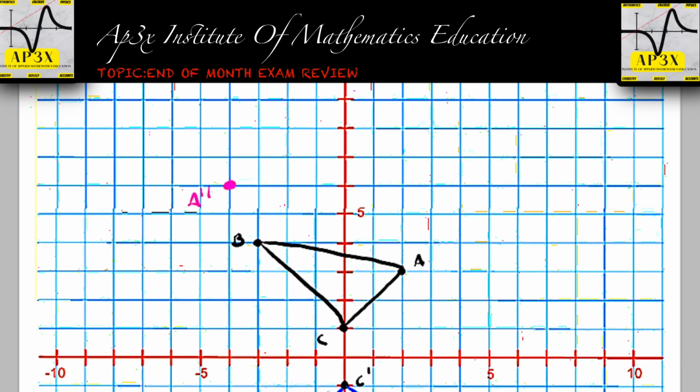And so B is going to be 6, 8. So that's 6 to the right because it's positive, 1, 2, 3, 4, 5, 6, and up 8, 1, 2, 3, 4, 5, 6, 7, 8. That is right here. That's my B double prime, after the enlargement of the blue triangle. And for C, we have 0, 2. So that's 0 again in the center here, and the second number represents how far I go up or down. It's +2, so it's 1, 2. That is right here, and that's going to be my C double prime.